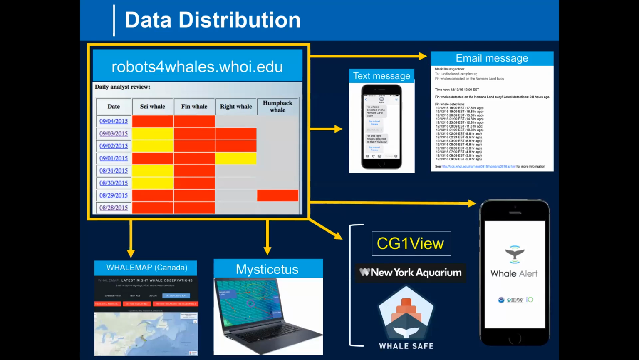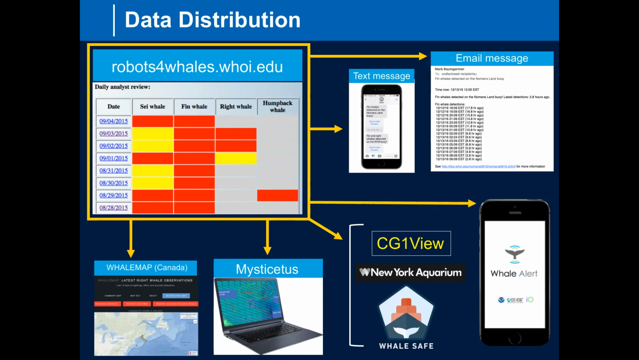Okay, so once the analyst goes through and decides, yeah, during this period of time there were right whales or sei whales or whatever, that information gets distributed through a number of different channels. One is the summary tables on the Robots for Whales site. If you want, you can get text messages. Most people get email messages about what species are present for what platform. And then lots of applications come into the Robots for Whales system, sort of on the back end, and scrape data out of it.